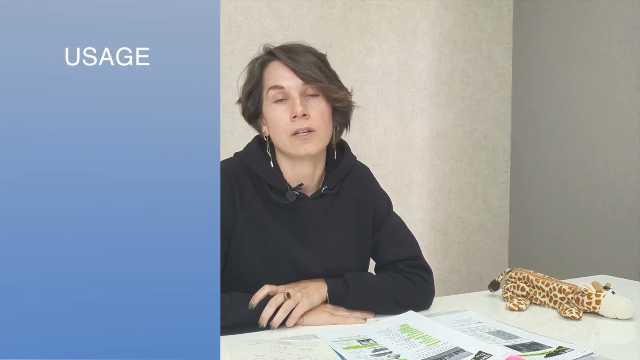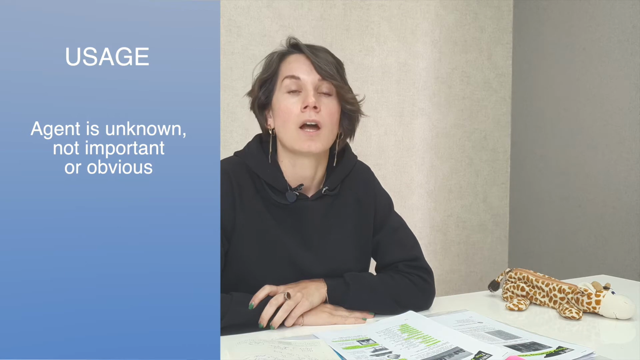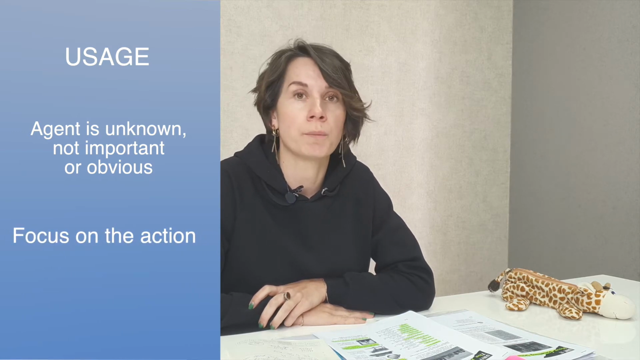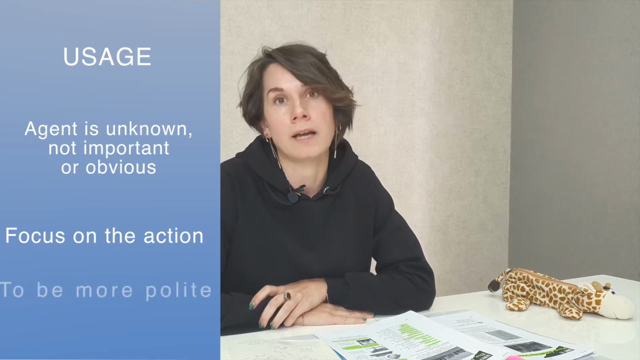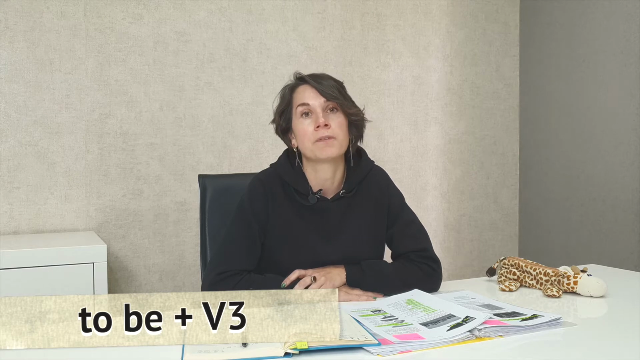Our first topic is the passive or passive voice. We use passive voice when the agent of the action is unknown, not important or obvious from the context. Sometimes we use the passive when the action itself is more important than the agent, or when we want to be more polite. The general form for the passive is the verb to be that can be changed according to the tense, and the verb 3 or past participle of the verb.